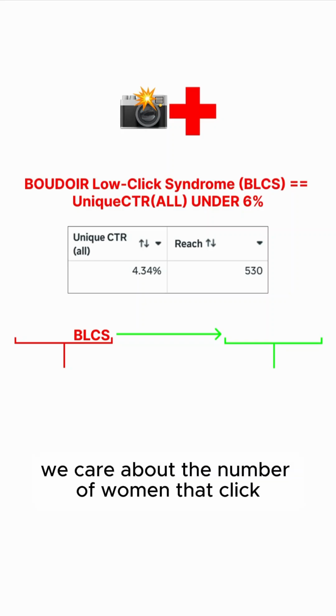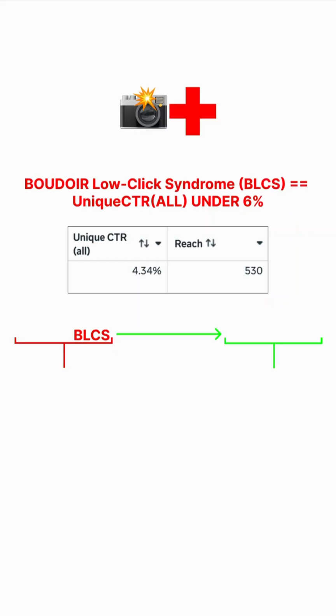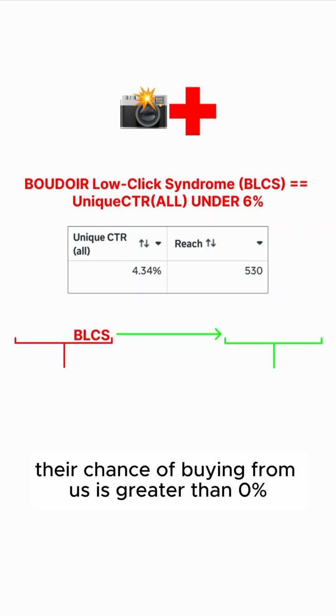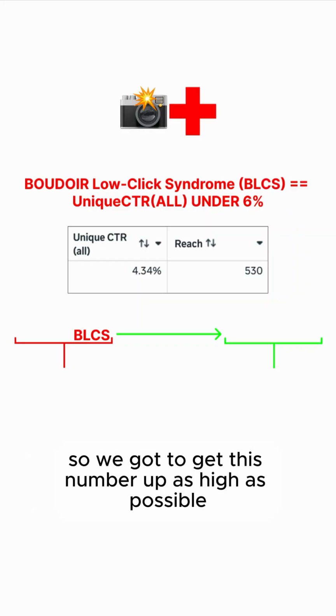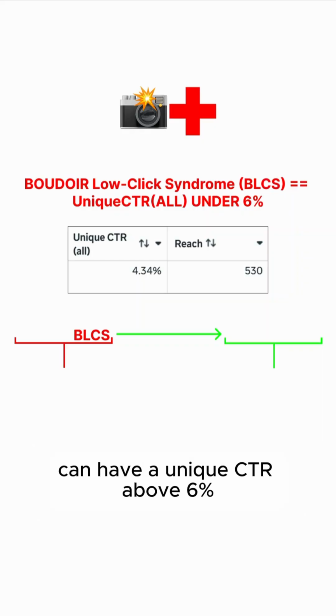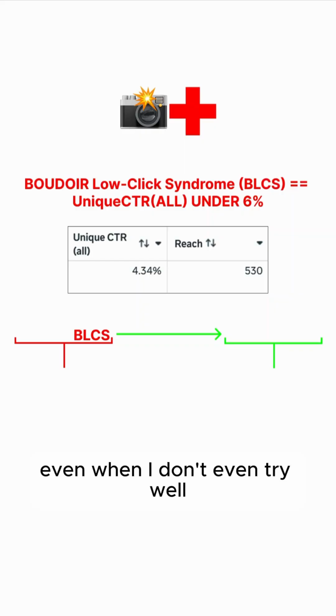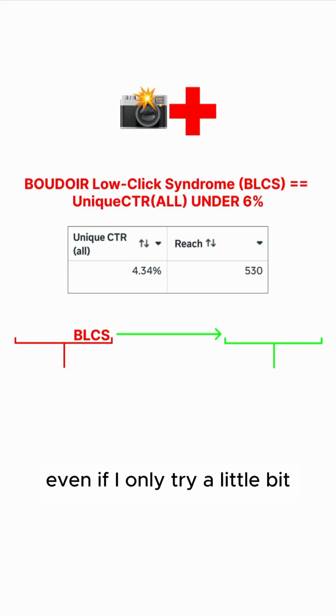We care about the number of women that click anywhere on our ad because then we know our Boudoir Facebook ad entered their brain, and that's the only time their chance of buying from us is greater than 0%. So we gotta get this number up as high as possible. 6% is the minimum. 100% of Boudoir Facebook ads can have a unique CTR above 6%. Every one I've created has always had above 6%, even if I only try a little bit.